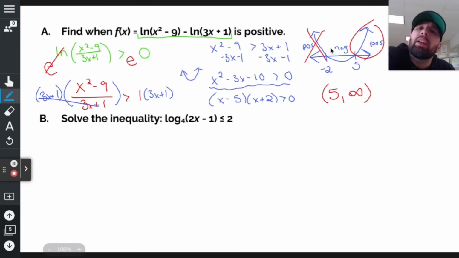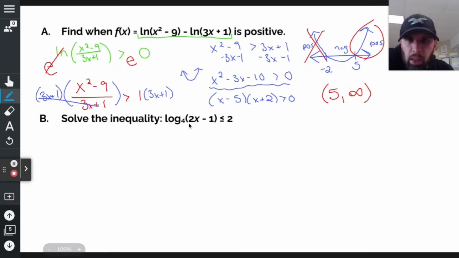I wasn't allowed to plug in negative 2 because if I plugged in negative 2, neither of these would work. That would give me 4 minus 9. Ln of a negative is not legal. Can't do that. Okay, so only 5 would work. Careful. Please be careful. I beg you.